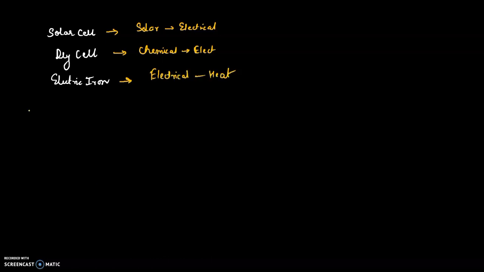They will ask you the conversion of one form of energy to another form. For example, for solar cell, it is solar energy to electrical energy, right? For dry cell, it is chemical to electrical. For electric iron, it is electrical energy to heat energy. Conservation of energy. You know the definition, that energy can neither be created nor be destroyed, but can be transferred from one form to another.